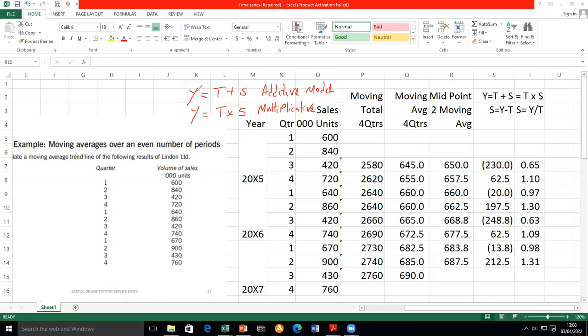Now, how do you find the S? You just rearrange this equation of yours. So what is S then? You bring T to this side. So then Y minus T equals S. What of a multiplication? You divide. You divide this side by T. And this is what I've put here. S equals Y minus T for the additive model. S equals Y divided by T for the multiplicative model.